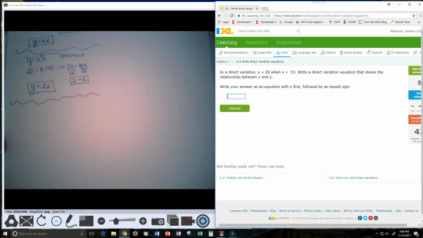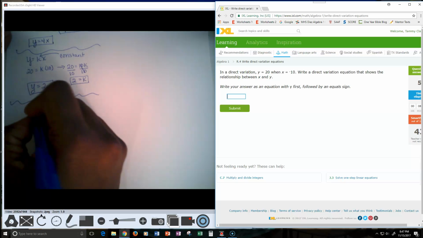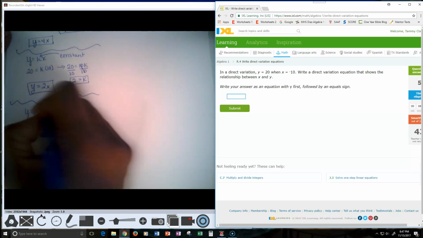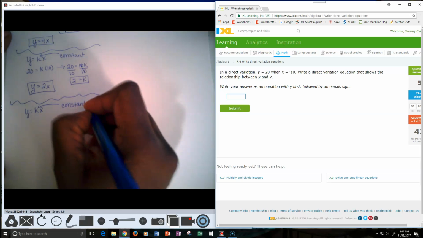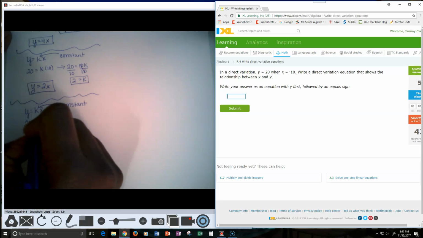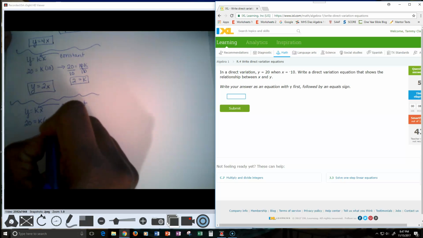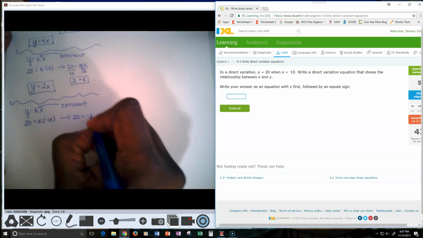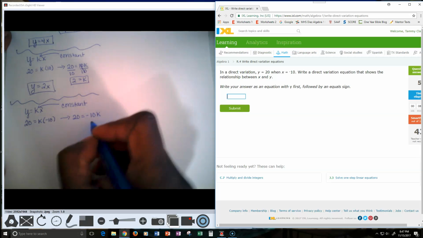I wanted to bring this particular question to your attention because up to this point we've been dealing with all positive numbers. In this question it says, in a direct variation, y is equal to 20 when x is equal to negative 10. Write a direct variation equation that shows the relationship between x and y. And really that's not a question. So we do the same thing. We've got y is equal to k multiplied by x, where k is your constant. We're going to substitute our values. So y is 20. K we don't know, but we know x is negative 10. Rearrange it if you need to. So that would be 20 is equal to negative 10k.